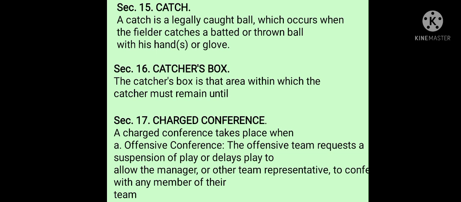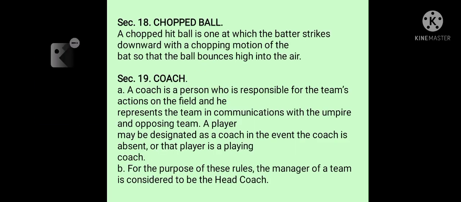B. Defensive conference. The defensive team requests a suspension of play to allow a representative of the defensive team to enter the playing field to communicate with any defensive player, or a defensive player leaves his position and goes to the dugout and gives the umpire reason to believe that he receives instruction.